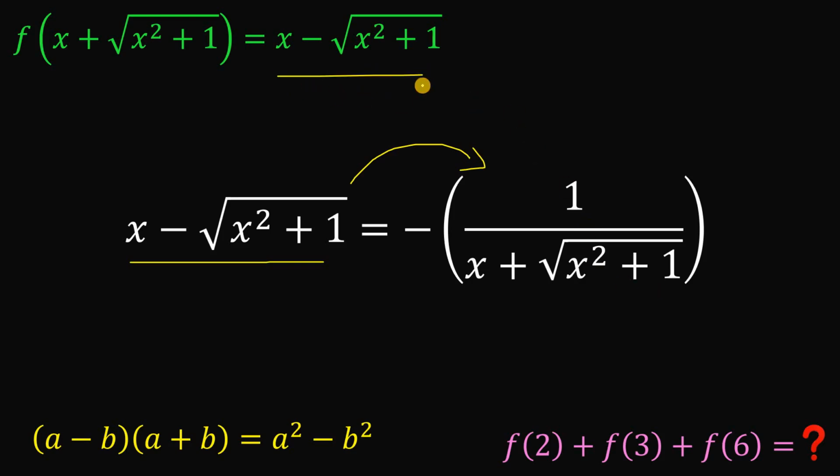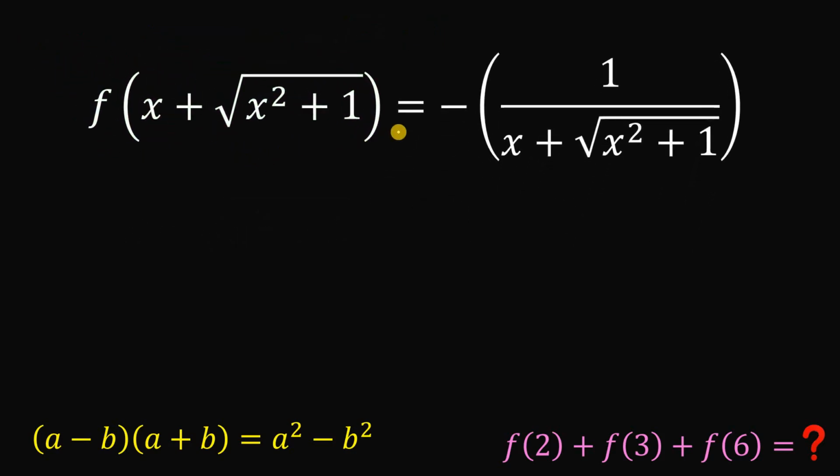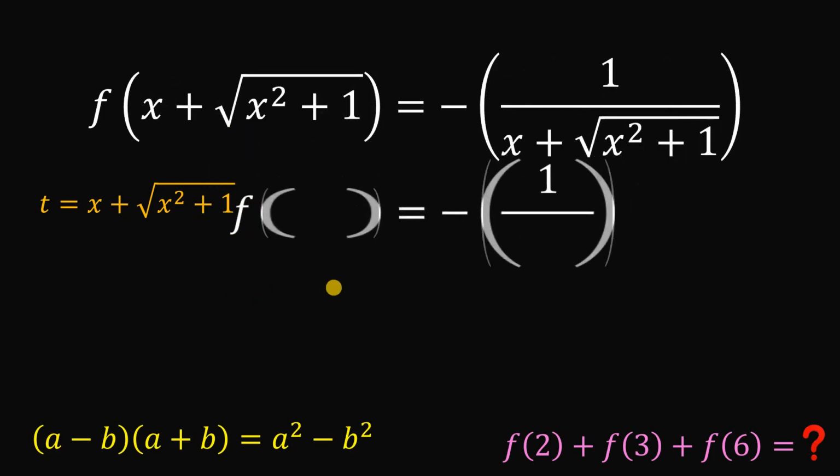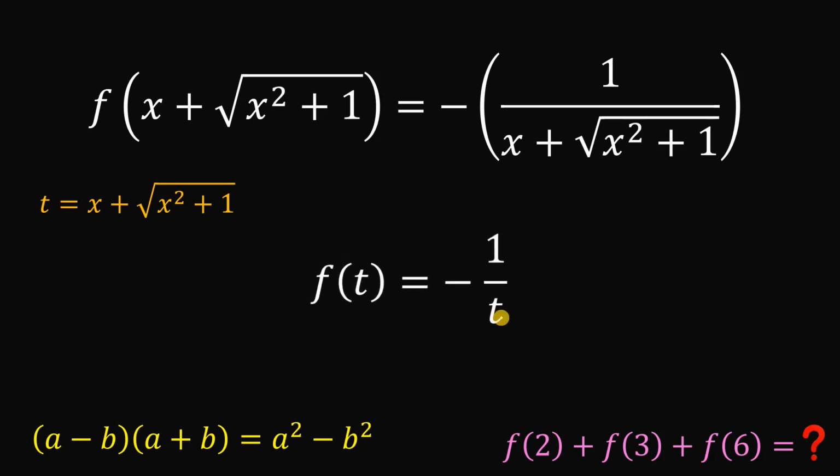So we can rewrite this function as follows. We have f(x + √(x² + 1)) = −1 over the same thing, x + √(x² + 1). So, let a variable t be equal to this expression, x + √(x² + 1). And the resulting function must be equal to f(t) = −1/t. And now, using this function, we can get the value of f(2) + f(3) + f(6).